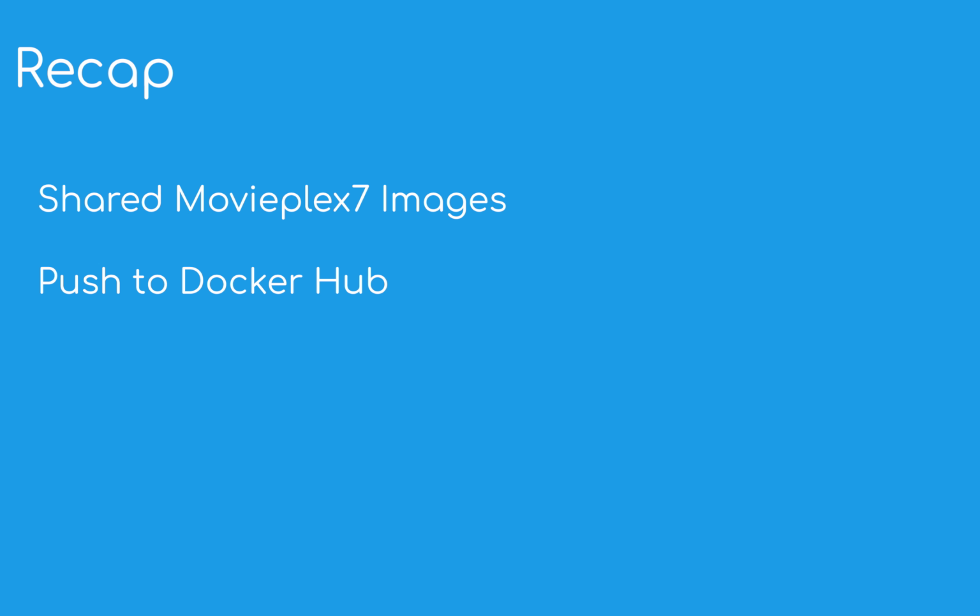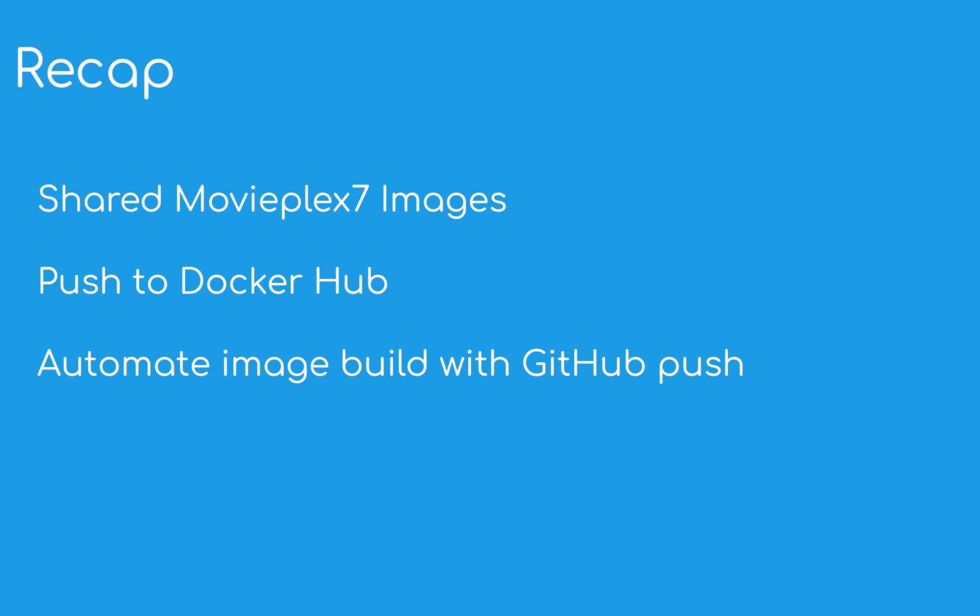In part 4, I shared the Movieplex 7 images by pushing them to Docker Hub, which is a public registry. I also use Docker Hub to automate the process of building images when code changes are pushed into the repository. The app is ready to provision a swarm using Docker Community Edition and deployed in a cloud such as AWS or Azure, which is fine for non-production environments.